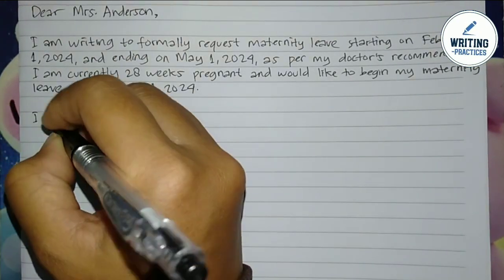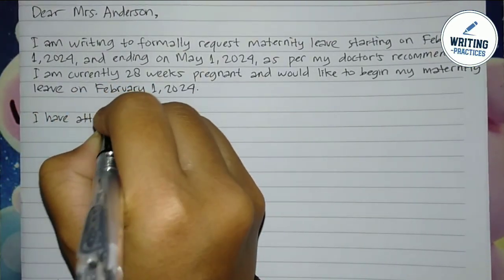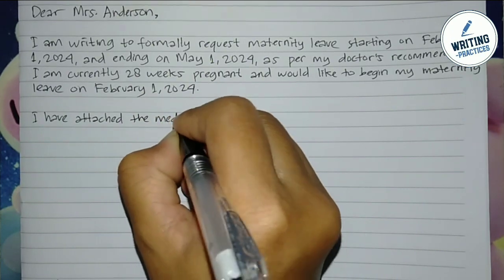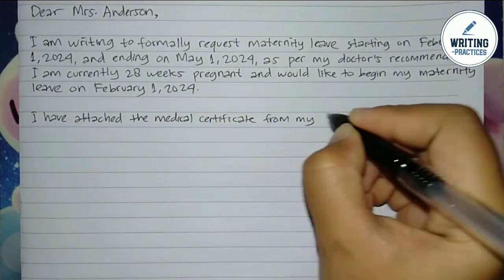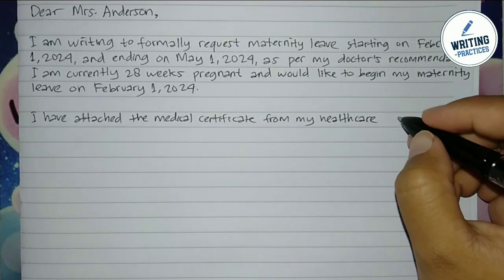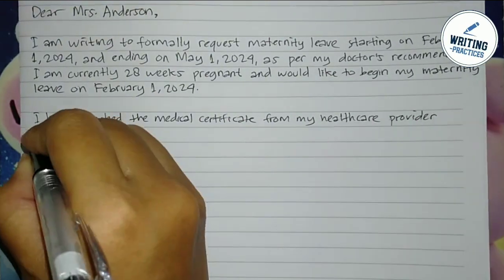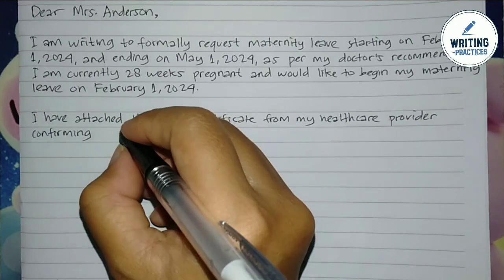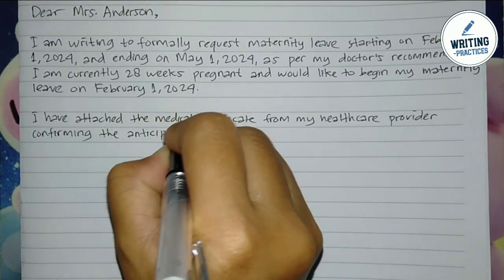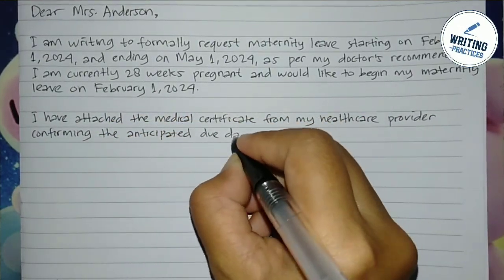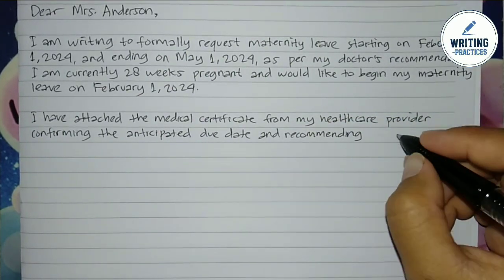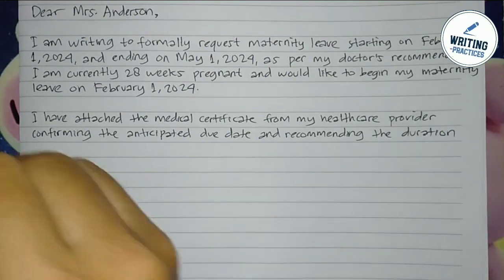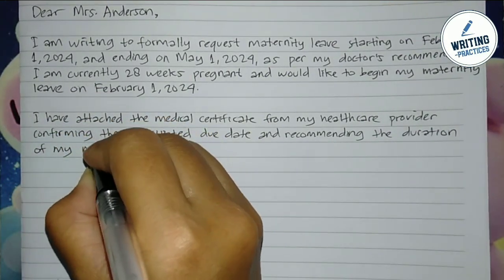After that, in the second paragraph, this is where you give supporting documentation. Yes, you need to mention that a medical certificate from the healthcare provider is attached. And you are confirming the anticipated due date, and recommending the duration of the maternity leave. Here is the example of how you write it. "I have attached the medical certificate from my healthcare provider, confirming the anticipated due date, and recommending the duration of my maternity leave."